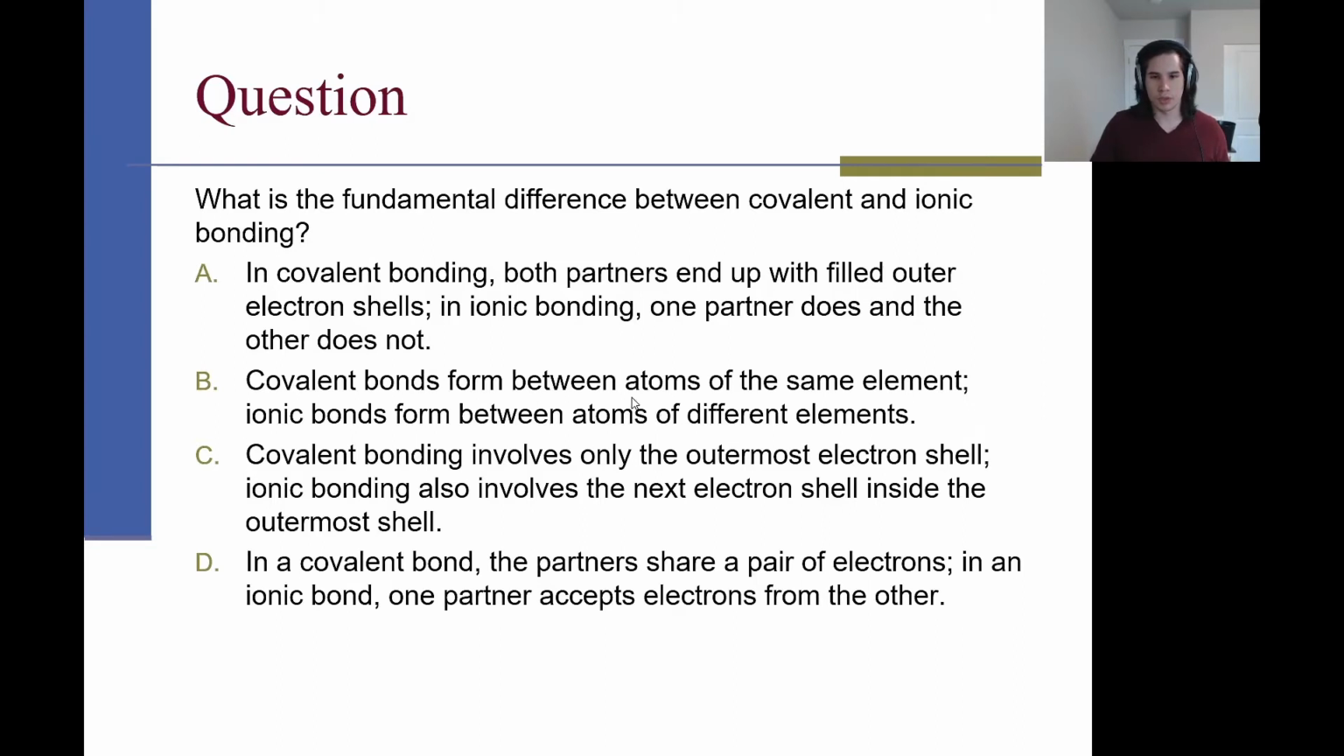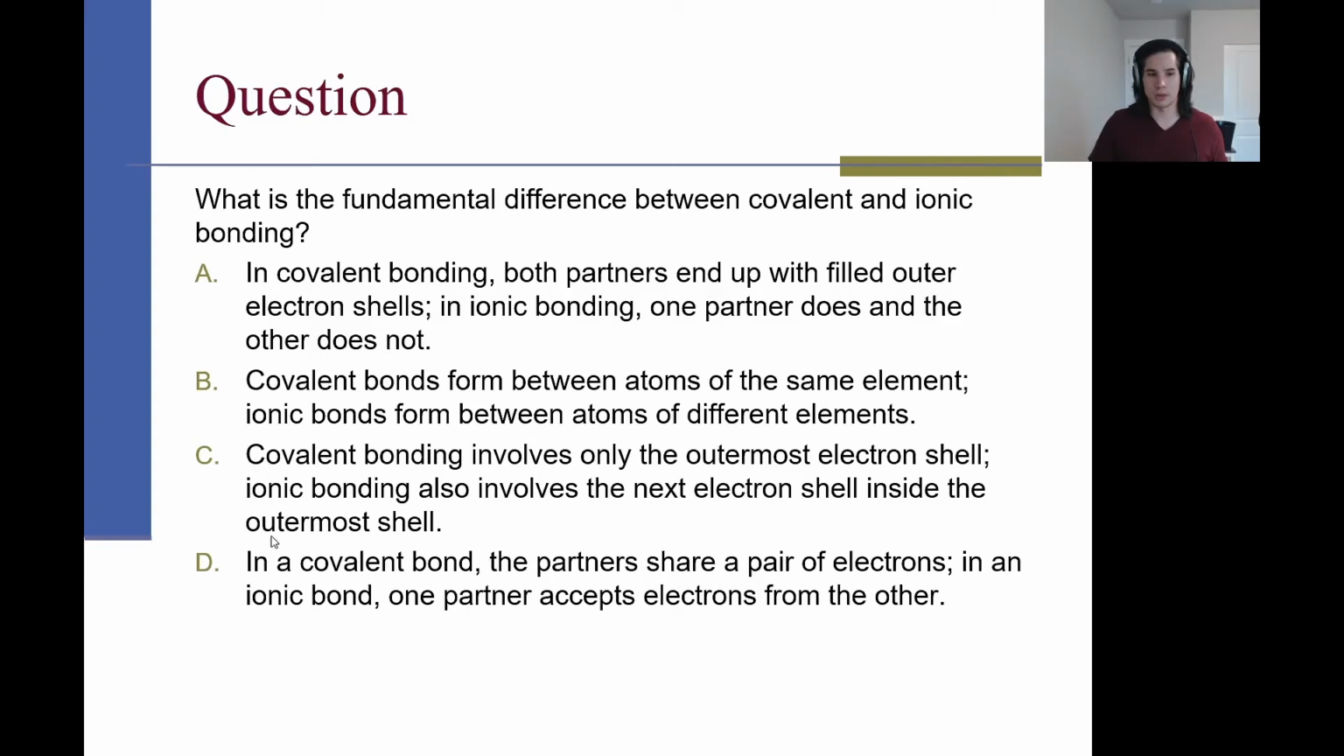Covalent bonds form between atoms of the same element. They can. Ionic bonds form between atoms of different elements. No, I would say this is incorrect, because covalent bonds can form between atoms of different elements, and ionic bonds form between atoms of different elements. That's not a requirement. So none of these are necessarily requirements. These are just things. Covalent bonding involves only the outer electron shell. Okay, fair. Ionic bonding also involves the next electron shell inside of the outermost shell.